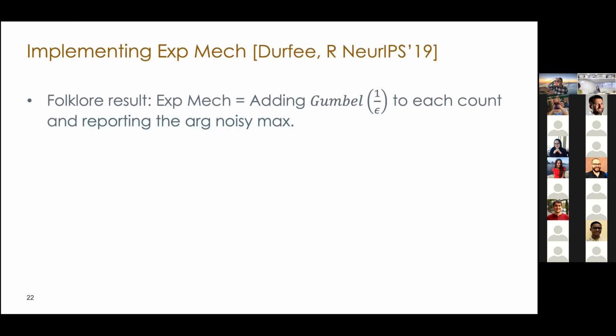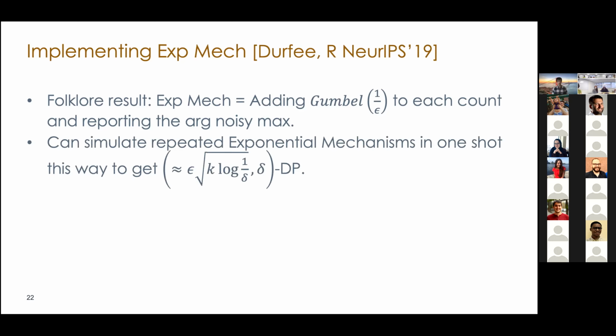Okay, so just a quick aside: if we want to be able to implement the exponential mechanism, there's a folklore result that says we can actually do the exponential mechanism by doing report noisy max, but with Gumbel noise. So we add Gumbel noise to all the counts and we select the arg noisy max from this. And this is precisely the exponential mechanism.